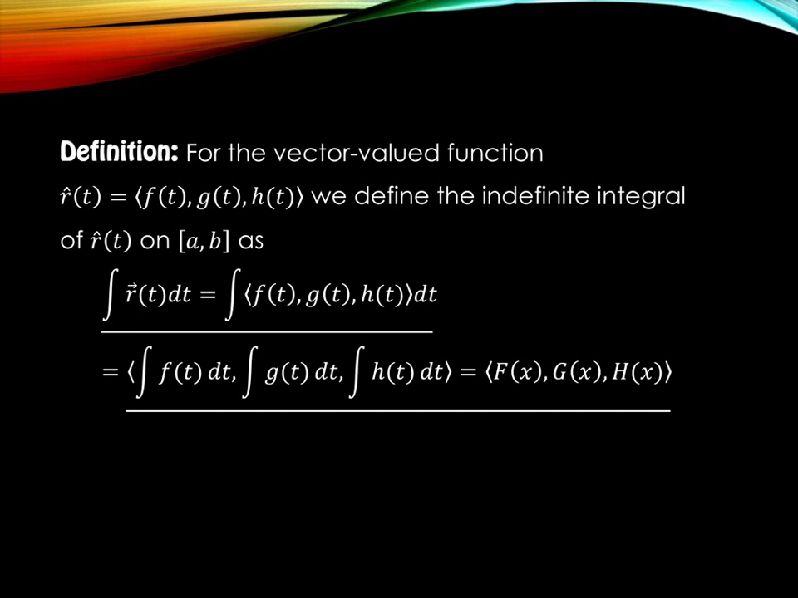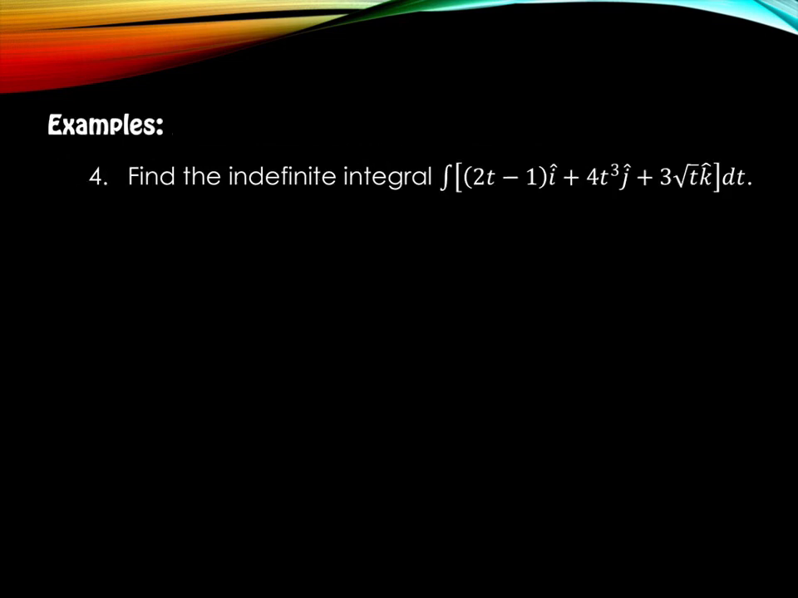Okay, you ready for one? We're going to take the antiderivative of the vector valued function (2t - 1)i, 4t cubed j, and 3 square root of t k. So we're going to do it component-wise, of course. And so this is going to give us ijk's. It's already an ijk, so we'll leave it that way.